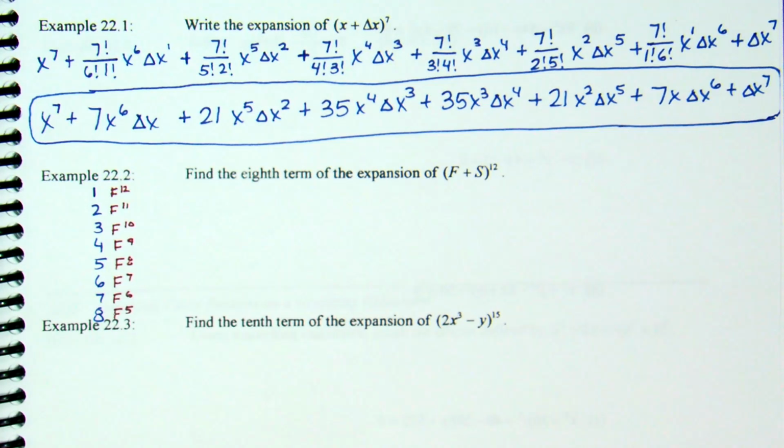Okay. So, now, what's my coefficient I need out front? The top will be 12 factorial. What about my denominators? 5 factorial, 7 factorial.